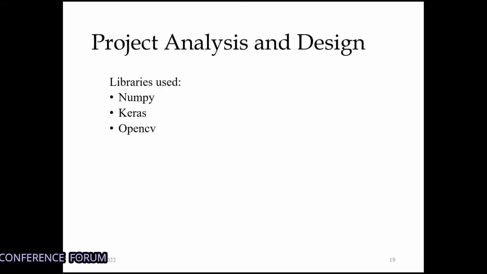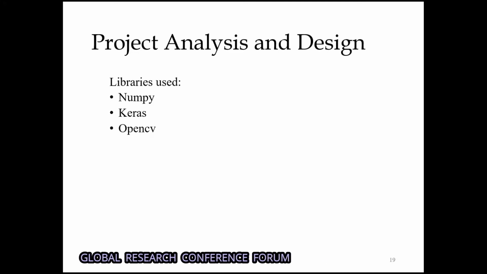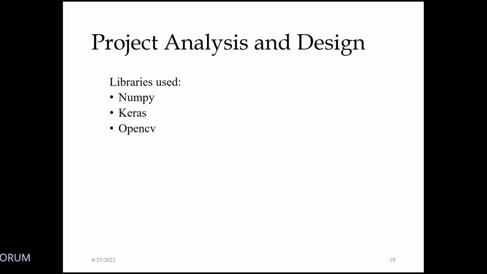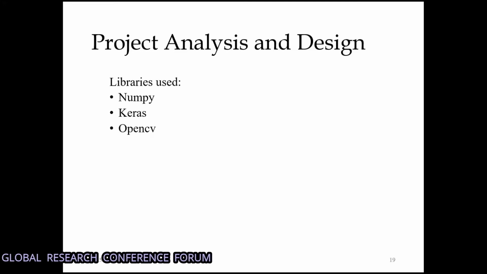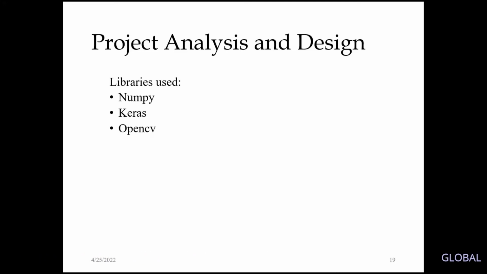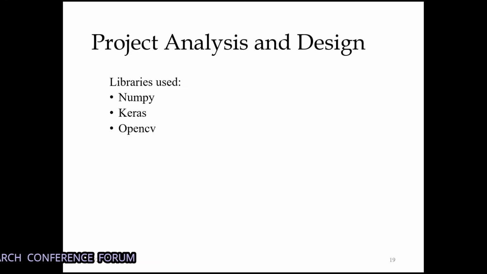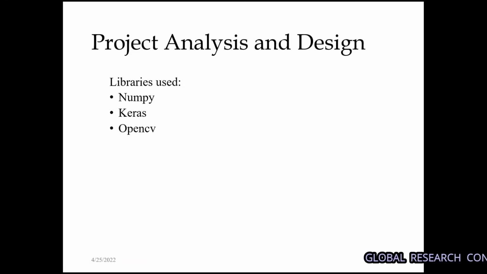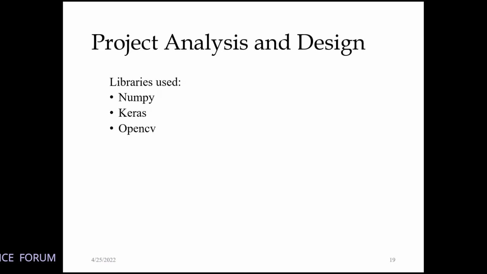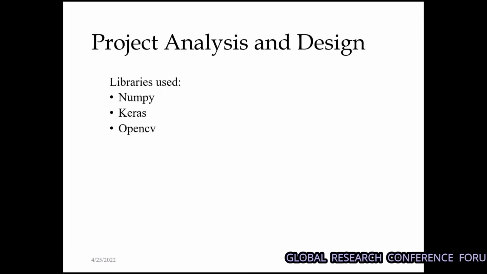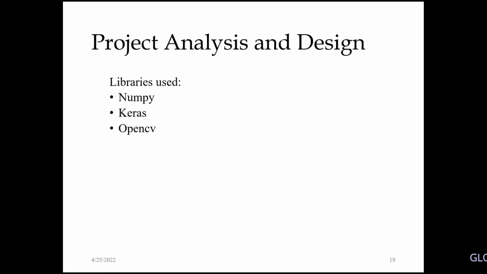Next slide. Project analysis and design. We have used 3 very common libraries: NumPy, Keras, and OpenCV. NumPy is a library for the Python programming language, and it supports large multi-dimensional arrays and matrices, along with a large collection of high-level mathematical functions to operate on these arrays. And Keras is an open source neural network library, and it is also written in Python. It is capable of running on top of TensorFlow, Microsoft Cognitive Toolkit, R, etc. It is designed to enable fast experimentation with deep neural networks, and it focuses on being user-friendly and extensible.